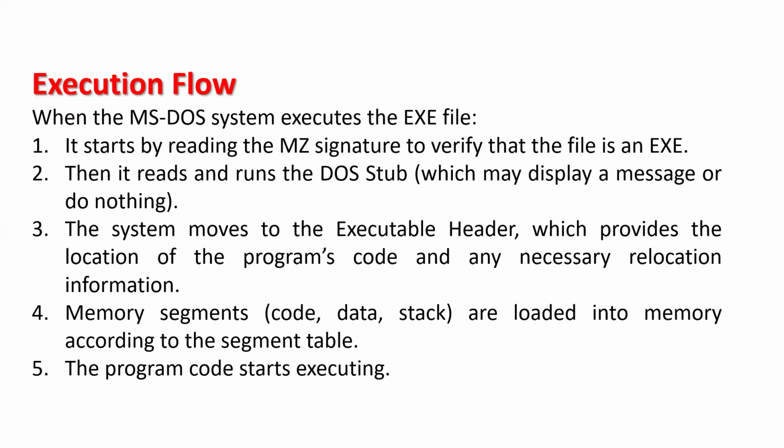Now, when it is done with the segment table, ultimately, with the assumption that the program is loaded in memory and any necessary relocation has been performed, the DOS loader transfers control to the program starting point, typically the entry point of your program. Now, this entry point is usually indicated by the entry point address in the EXE header. The CPU then begins executing the program's machine code instructions with that entry point known.